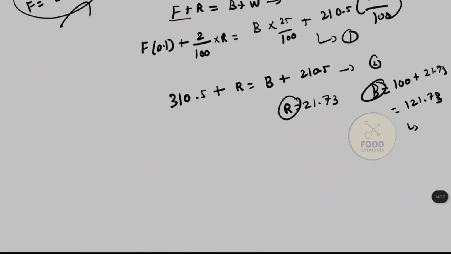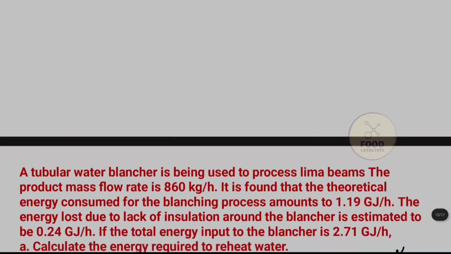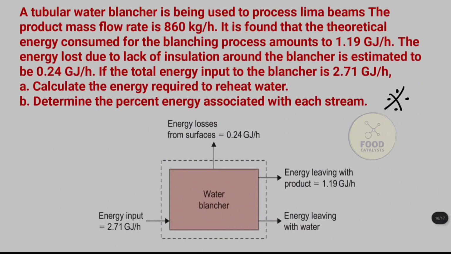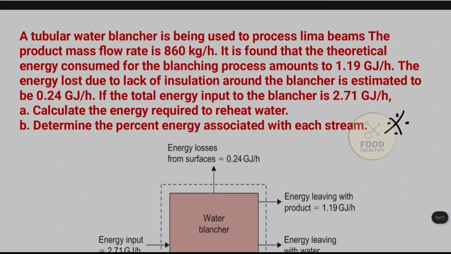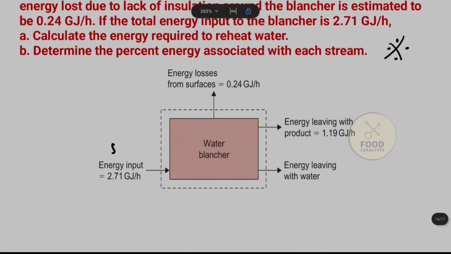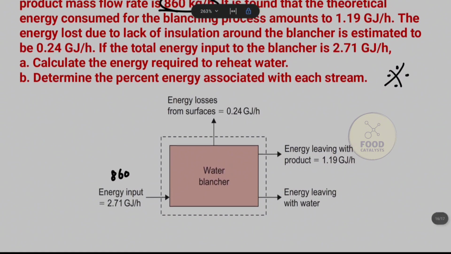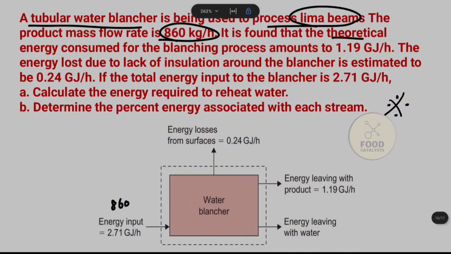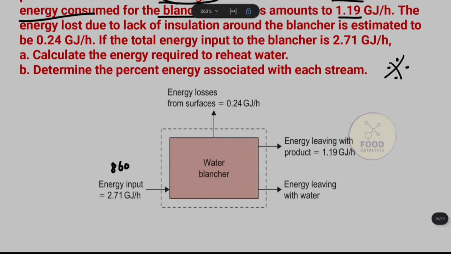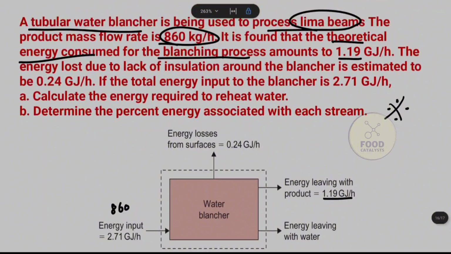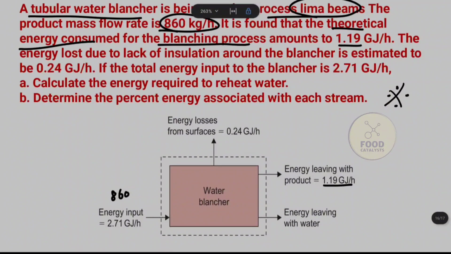So let's solve one more question on specific heat. This is the question. They have used a tubular water blancher to process lima beans, and the mass flow rate is 860. The theoretical energy consumed for the blanching process is 1.19, meaning that at the end of the blanching process, the product value is 1.17.